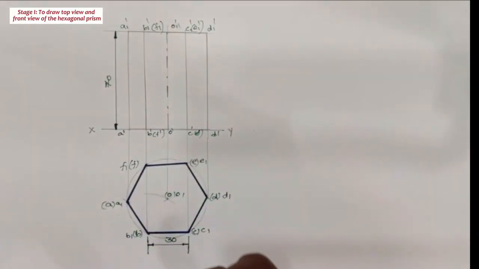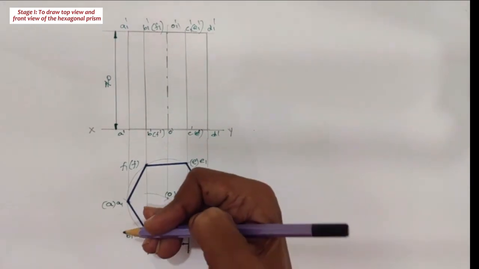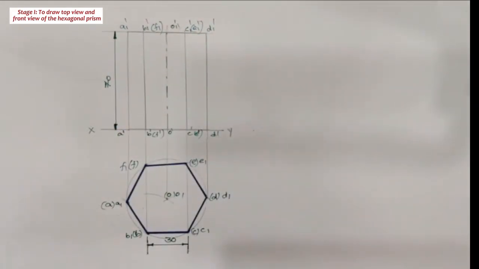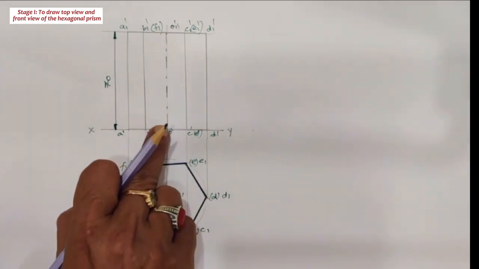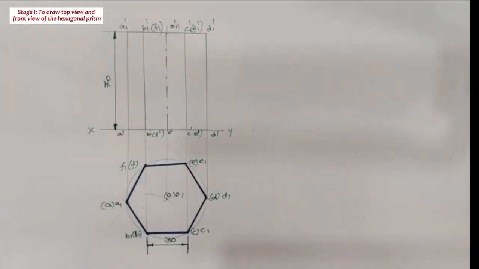With this we completed drawing the top view as well as the front view of the hexagonal prism when it is resting on its base on HP, one of its base sides is parallel to VP, and the axis is parallel to the VP. Then we'll move towards the second stage solution. In second stage, we'll draw the section plane with the given condition.